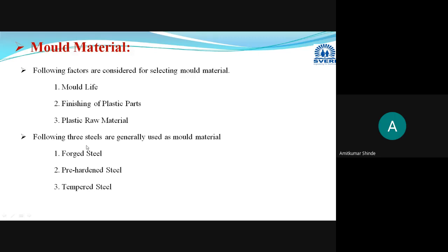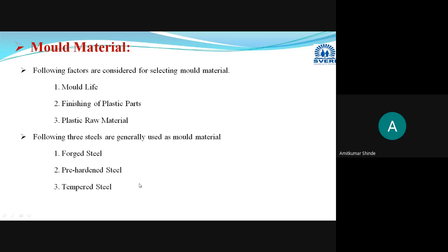As far as mold life is concerned, if you want more life of that mold, then tempered steel is used. And for lesser life, meaning you can manufacture less than 2 lakh components from that mold, then you can go for pre-hardened steel or forged steel. So in this way, these three factors, the mold life, finishing, and the type of raw material, whether soft or hard, depending on that you can use different types of steels.